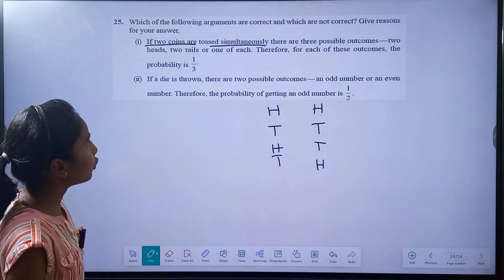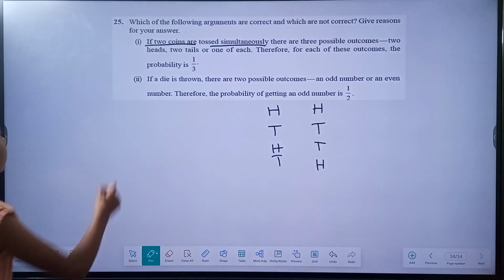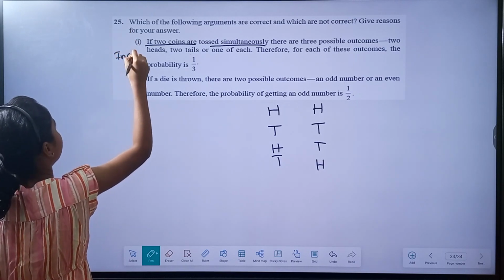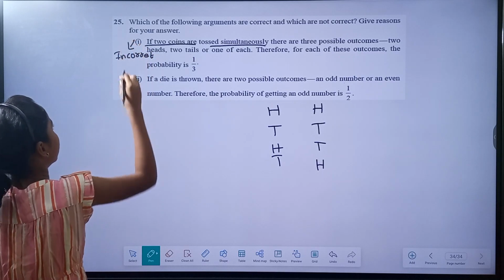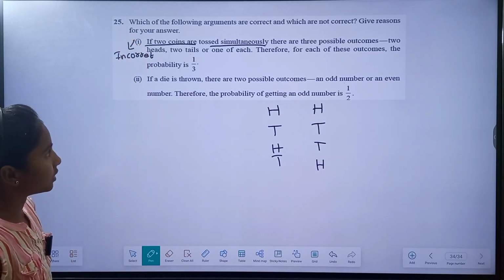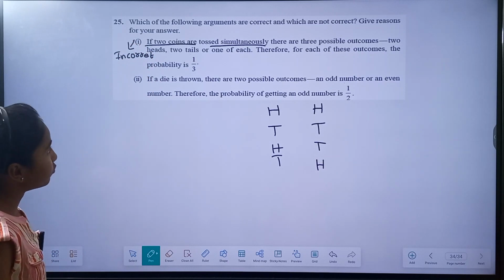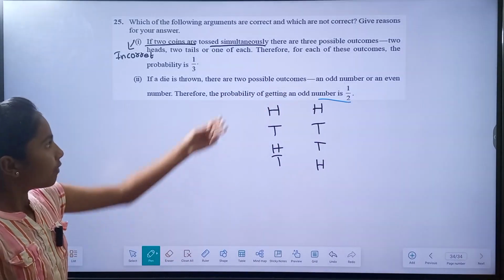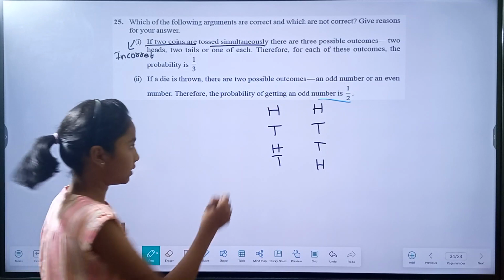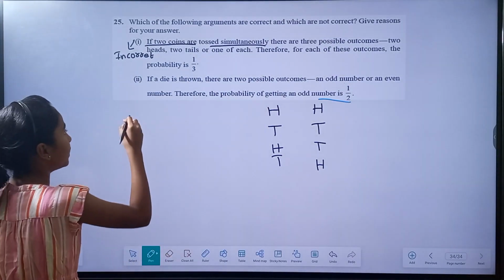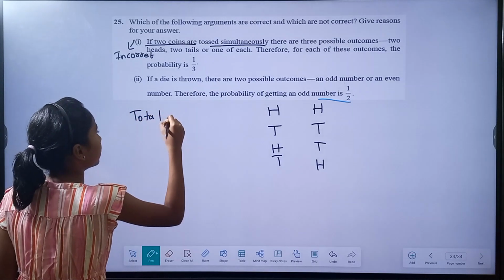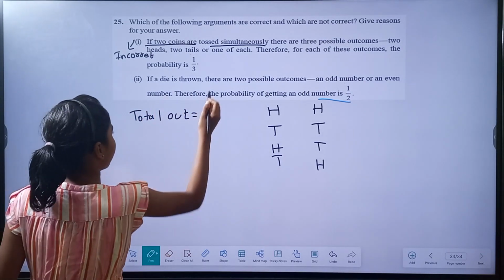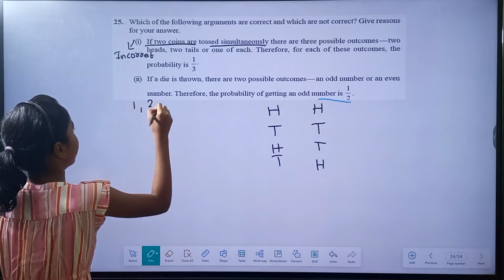Incorrect. And this one: if a die is thrown, there are two possible outcomes, an odd number or an even number. Therefore, the probability of getting an odd number is 1/2. Yes, this is right, because it has only two events. First, let us write for the odd number. Total outcomes equal to 6, because 1, 2, 3, 4, 5, 6.